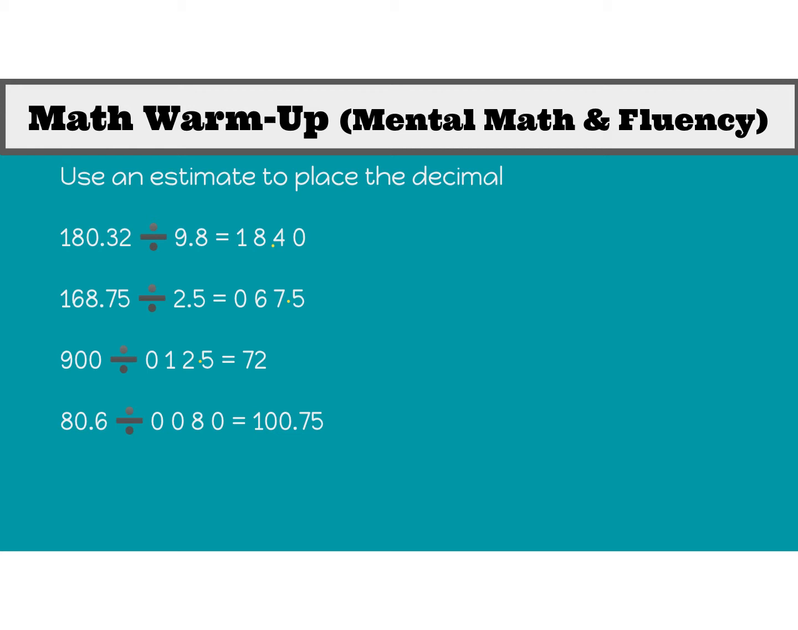And then our last one, we have 80 and 6 tenths divided by, and we have to figure out where the decimal is going to go in the 0080 to get a quotient of 175 hundredths. So we would most likely place that decimal right before the 8 to be able to get that answer. So just a little practice with decimals and division there.